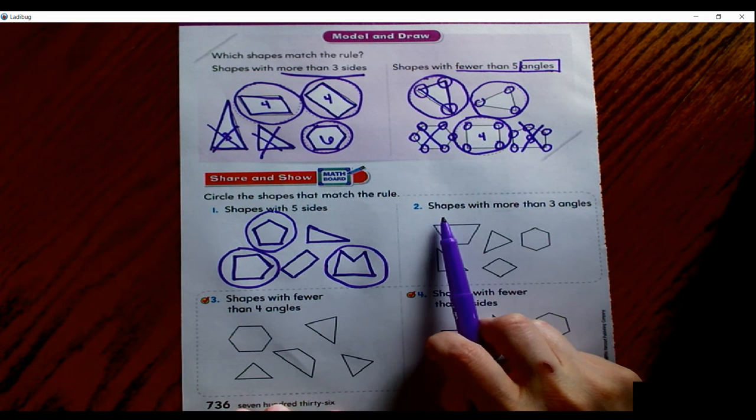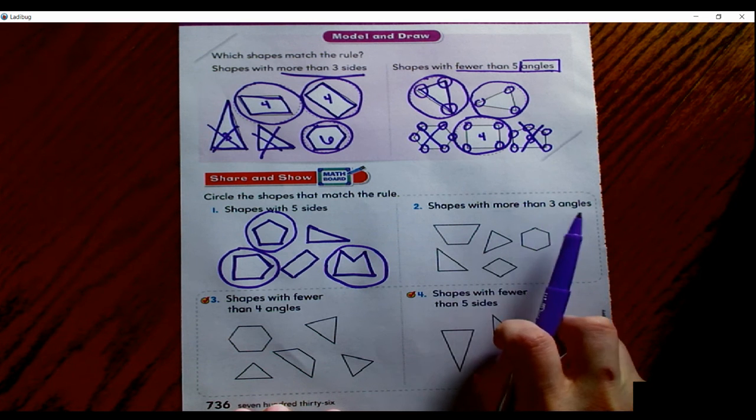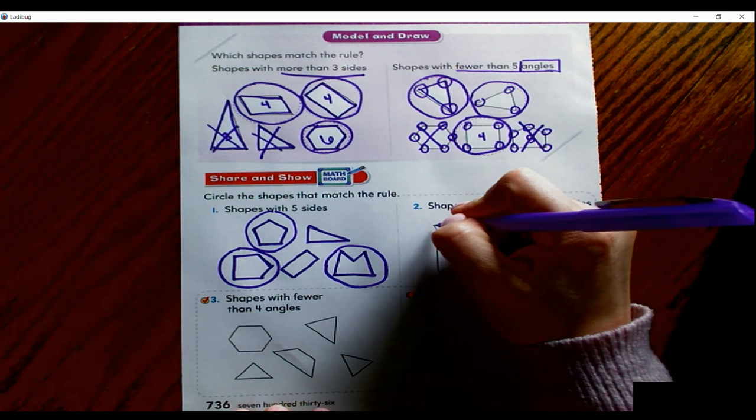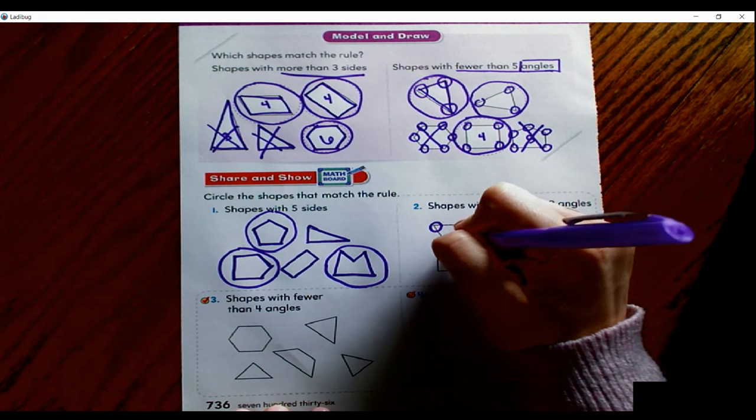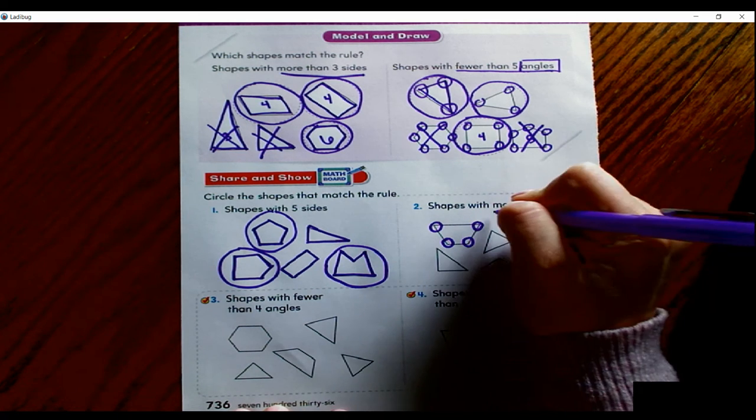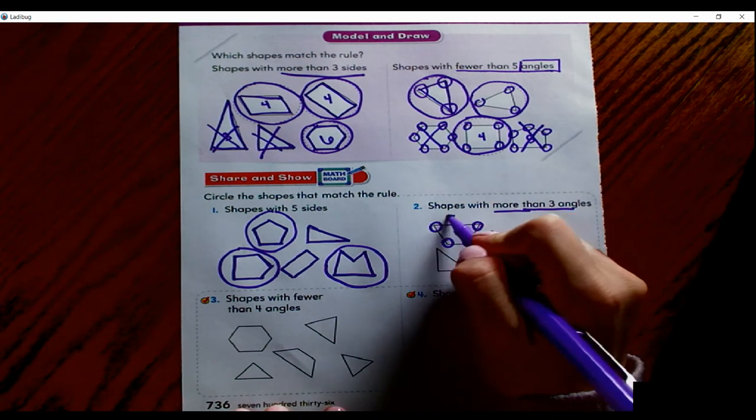Question number 2 says shapes with more than 3 angles. So I need them more. They cannot be exactly 3. It needs to be more than 3 angles. So let's take a look. 1, 2, 3, and 4. So this is more than 3 angles. So this would work.